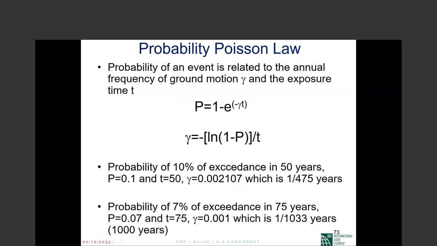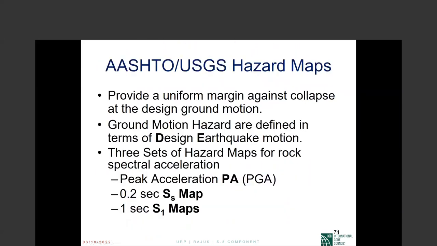So if you go through the AASHTO specs, they will give you 4 maps, which is called the design earthquake. They will give you the PGA. They will give you the S sub S, this is for the short period, and the S sub 1 for the 1 second, that will give you the acceleration for that.